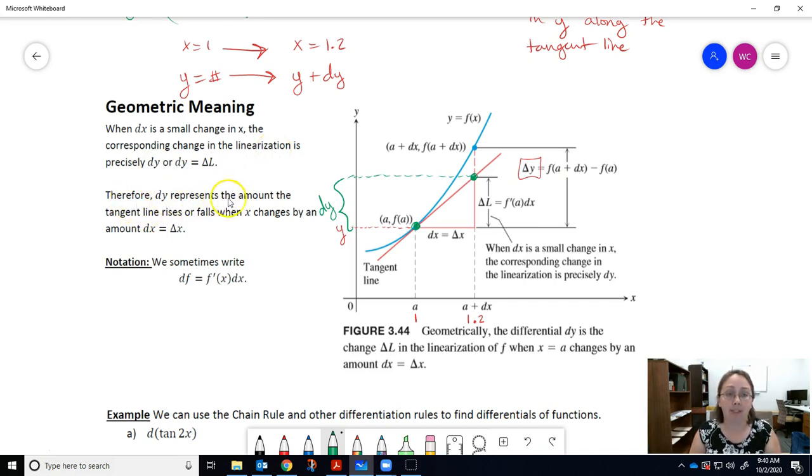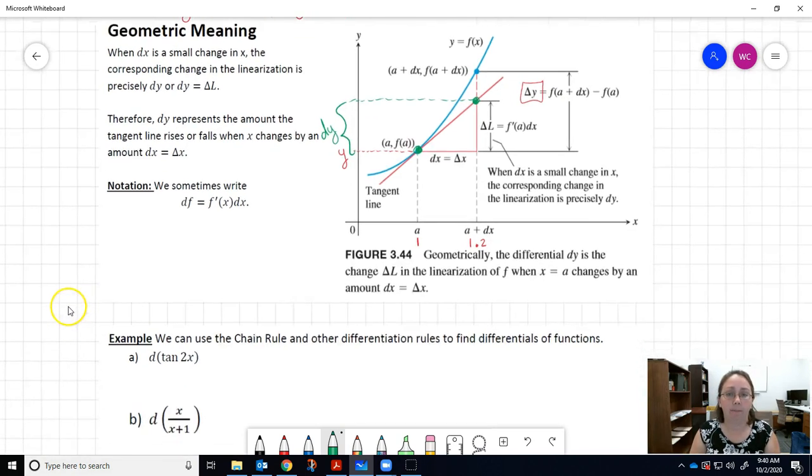Therefore, dy represents the amount the tangent line rises or falls, depending on which direction your tangent line goes, when x changes by an amount dx. Or we can call it delta x. But remember, this has to be small. All right, this is another notation. So we did dy equals this. Instead of using y, we do occasionally use df. I don't think we'll use that in this course, but you might see it later on.